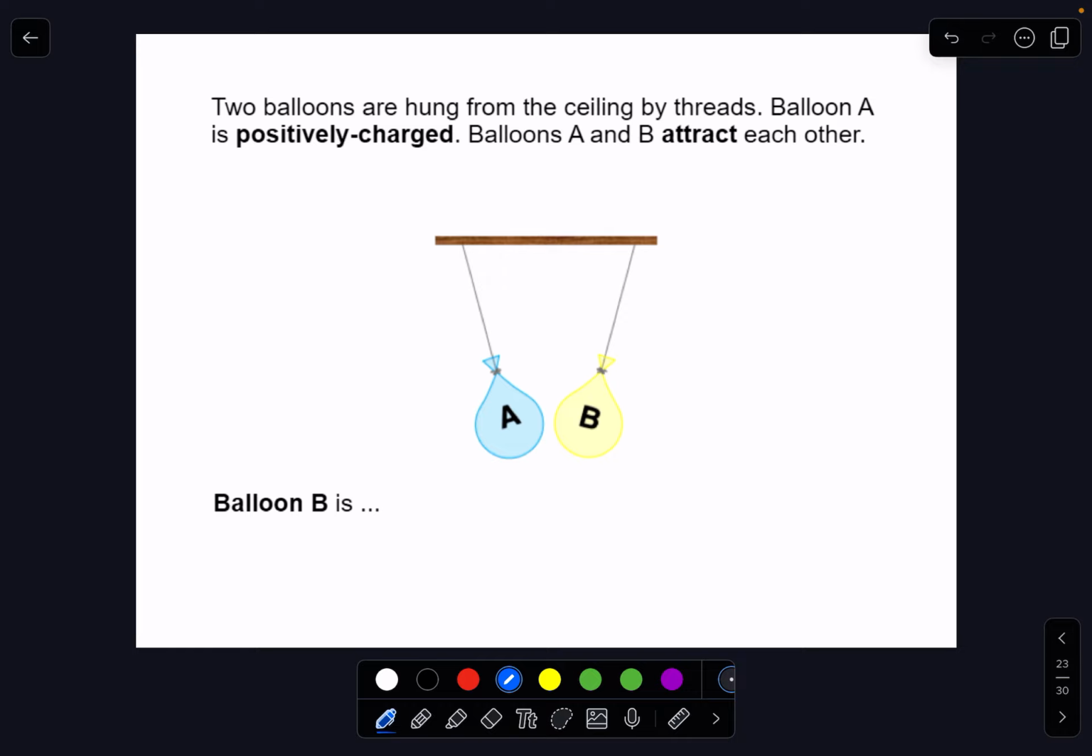For instance, right here, if we have two balloons and A is positively charged, okay? We know B cannot be positive. There's no way, otherwise they would repel. So we can say that B is negative, but B might not be negative. B could also be neutral, right? Because if this is positive here, we could just be inducing a negative side to it where it is polarized, but the whole thing is actually neutral. So in this case, we don't actually know whether it's negative or neutral, but we know it's one or the other.